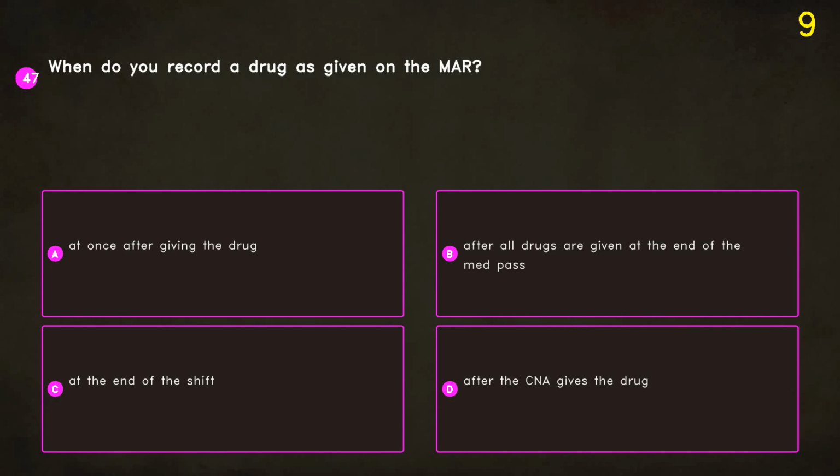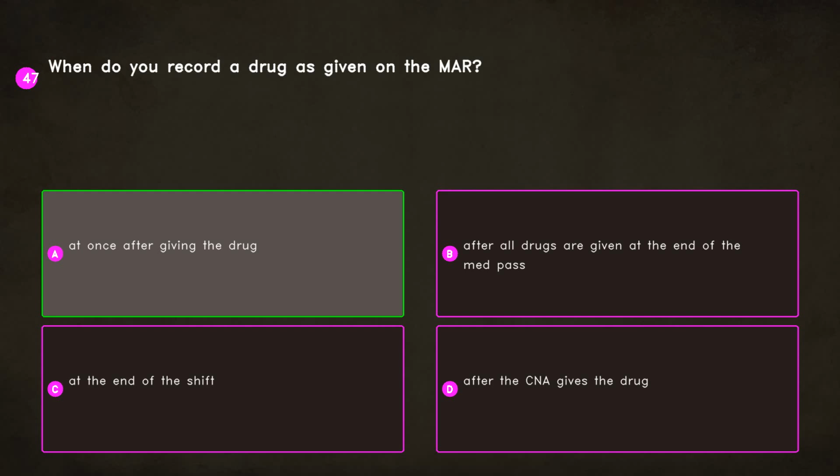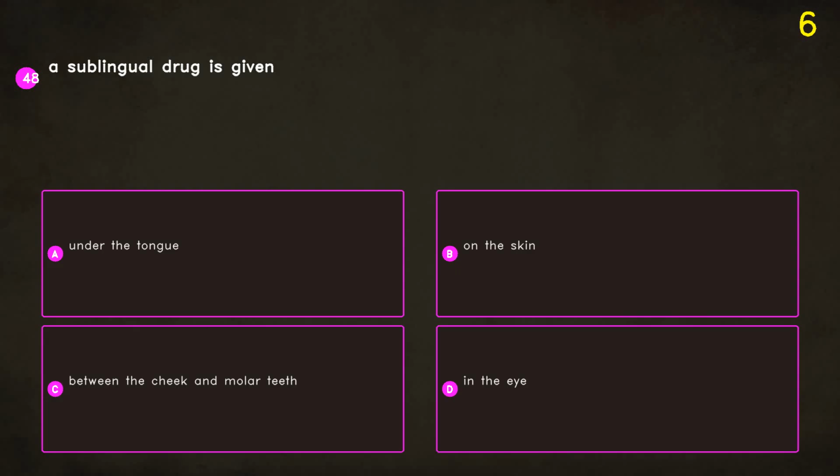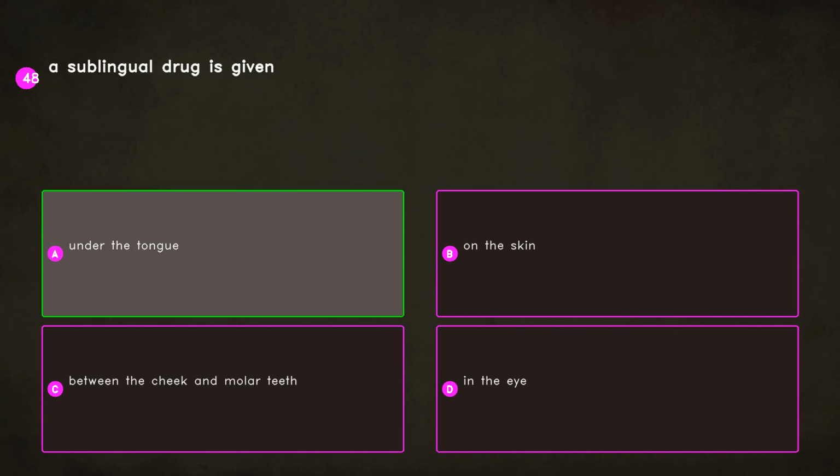Question 47. When do you record a drug as given on the MAR? A. At once after giving the drug. B. After all drugs are given at the end of the med pass. C. At the end of the shift. D. After the CNA gives the drug. The correct answer is at once after giving the drug. Question 48. A sublingual drug is given A. Under the tongue. B. On the skin. C. Between the cheek and molar teeth. D. In the eye. The correct answer is under the tongue.